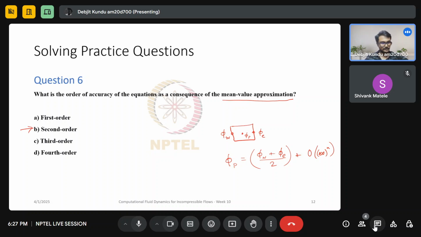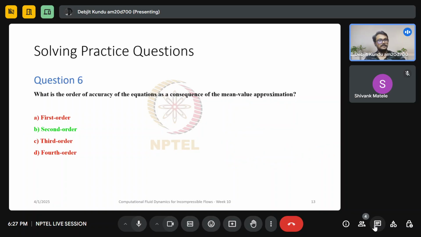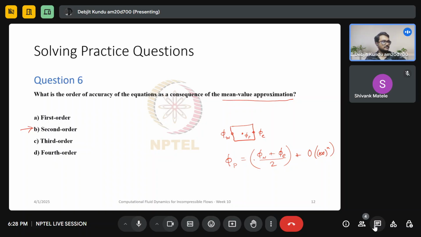Let's take a look at the solution. It is indeed second order. So this was discussed in the lecture. You can go back. So basically, if you expand each of these terms, this PW and PE, in their respective Taylor series, and then come back to find out what PP is. And so this is PP's approximation, and the real value of PP is nothing but integration of phi over this whole control volume.